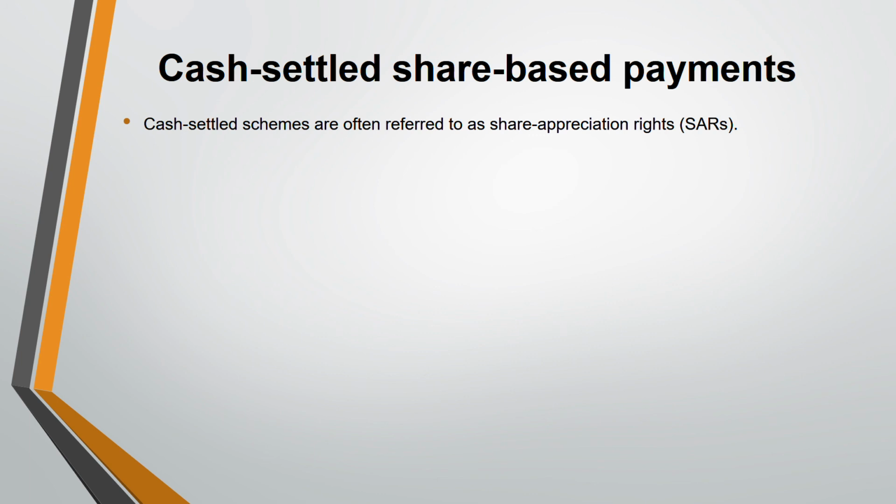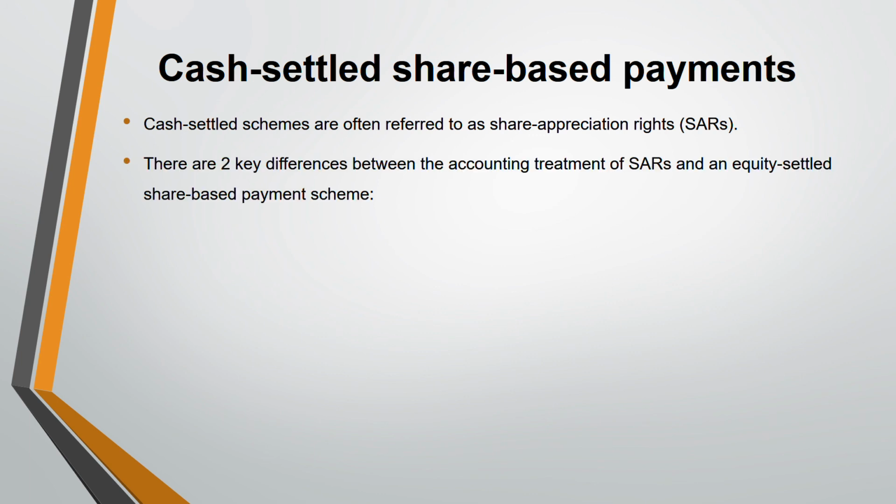Remember, whenever SAR or share appreciation right is mentioned in your requirement, or they have talked about this in your scenario, the case study that is given to you, that means they are referring indirectly to cash settled share based payment. Okay? Because this term does not come under equity settled share based payment. So here, there are two differences between equity settled share based payment and cash settled share based payment. That is SAR. What are the two differences?